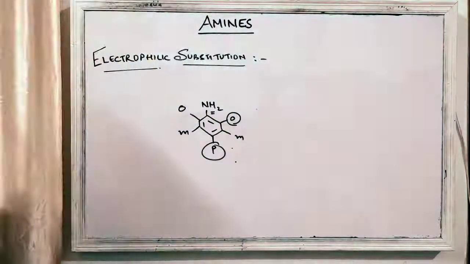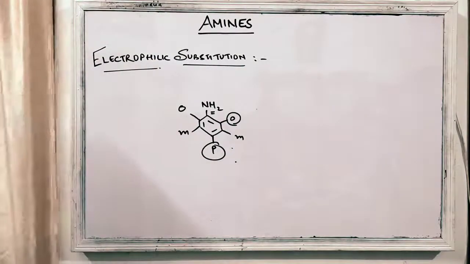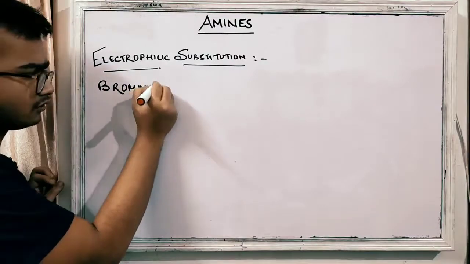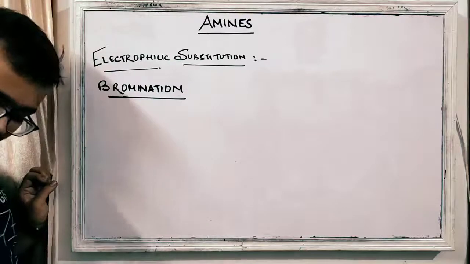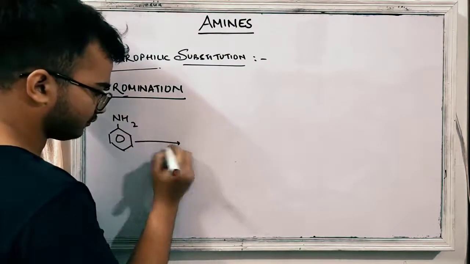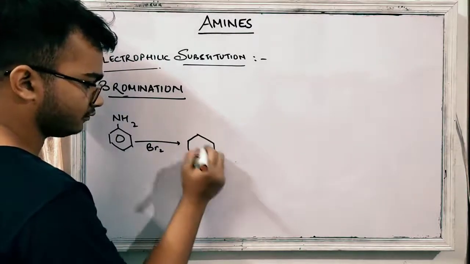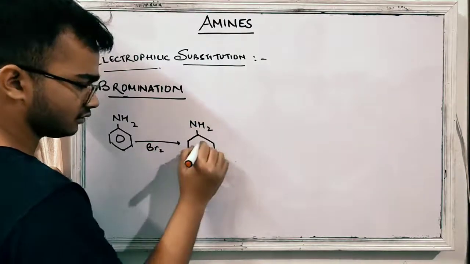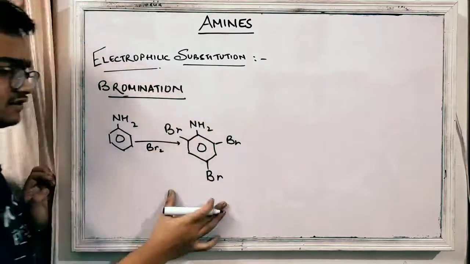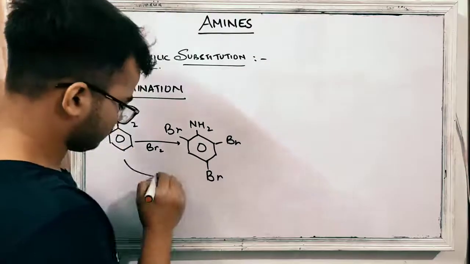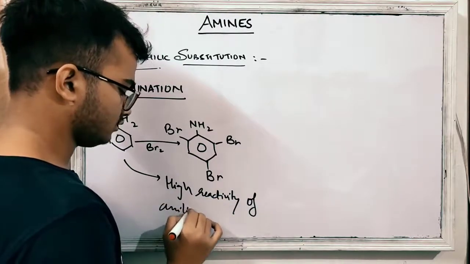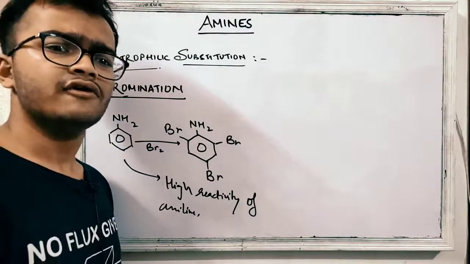So copy it, copied, done. Give the heading bromination. Now your amines are very much reactive towards electrophilic substitution. So what happens is, when you take aniline and react it with bromine water, what you get? You get 2,4,6-tribromoaniline, sorry. This is 1, 2, 3, 4, 6. Now, why is this happening? This is because of the high reactivity of aniline. Now, in the question, if they ask you, we want mono substitution or we want only the para product.